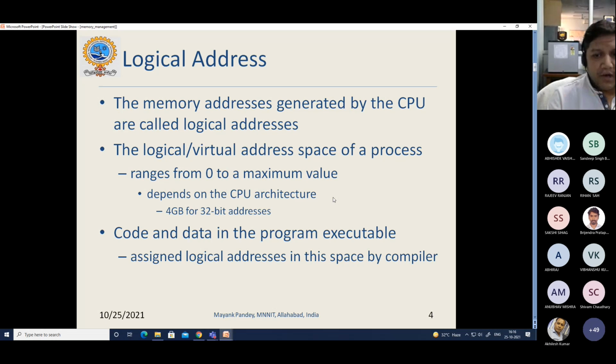Code and data in the program executable are assigned logical addresses in this space by the compiler. The compiler always generates logical addresses, thinking that the whole 4 GB of memory is for this program only. So you can start from 0 or any other location from 0 to 4 GB. That particular logical address or virtual address is for that process, and the compiler generates addresses in this area.